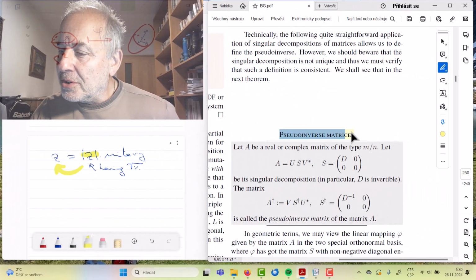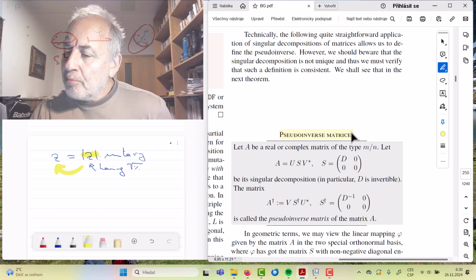Let me continue with the pseudo inverses. The pseudo inverse is something which should be very similar to an inverse, and it's a nice thing, as you will see. It again will be based on the singular value decomposition in a very straightforward way. So what are the pseudo inverses of matrices?